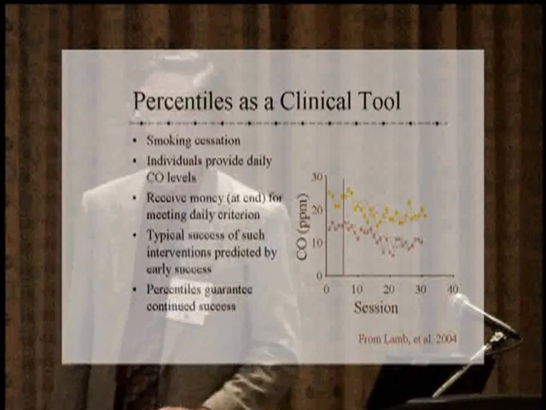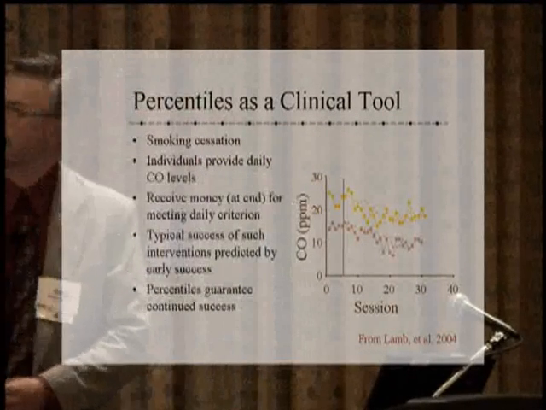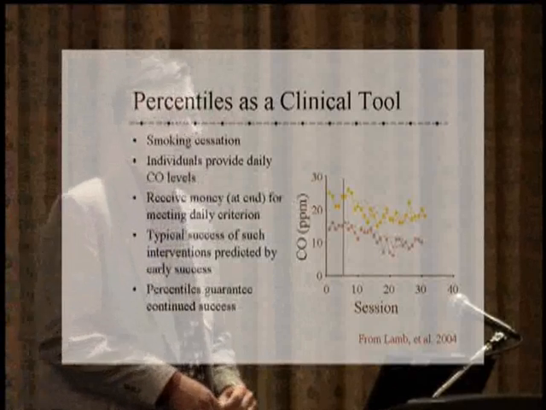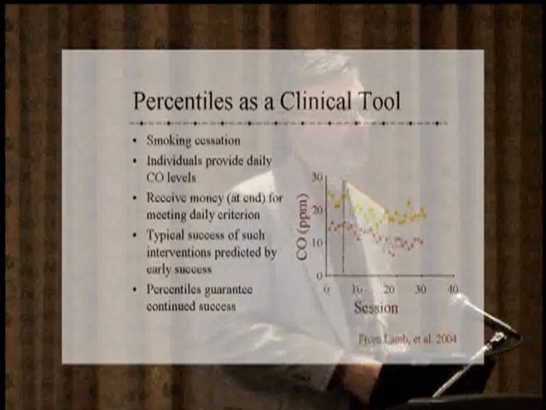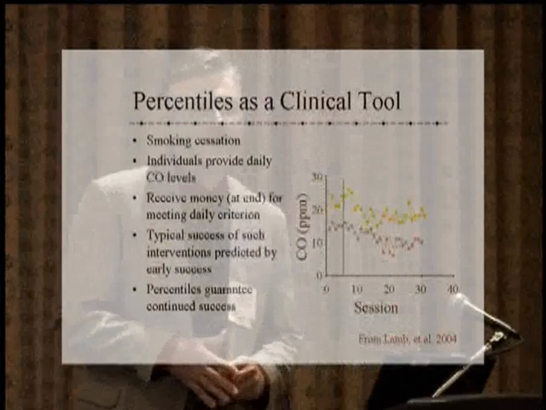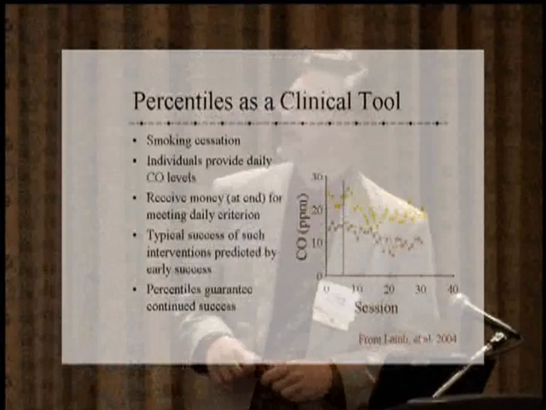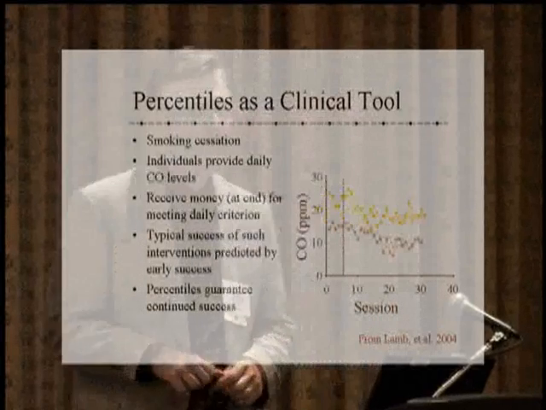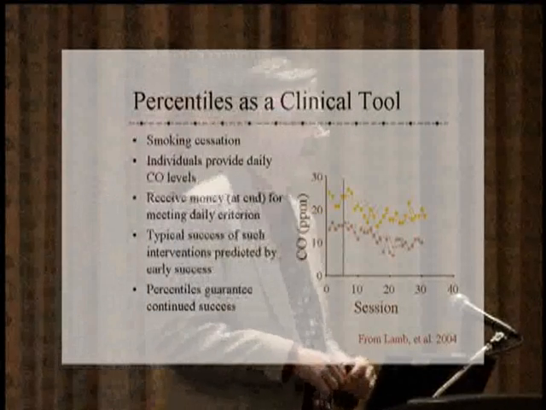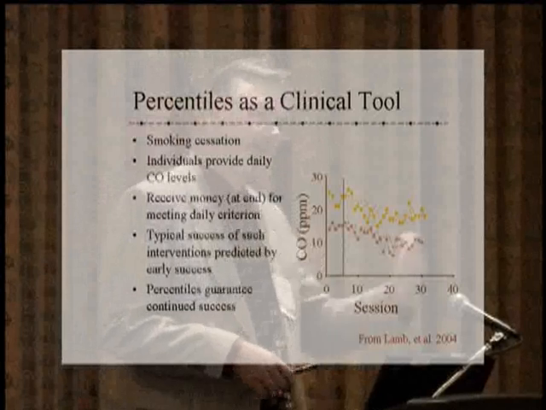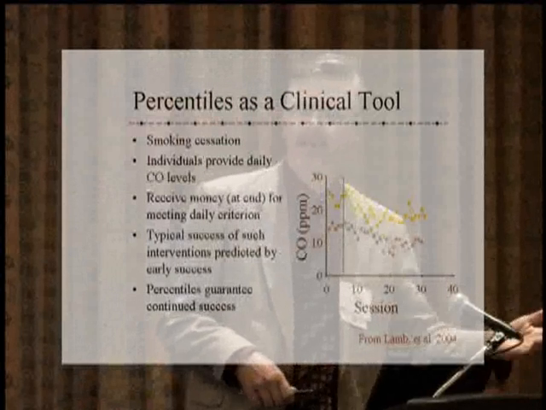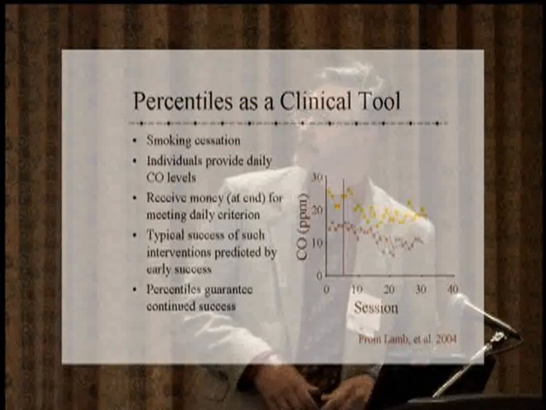Percentiles have also been used with humans as subjects. They've been used as clinical tools. This is a collaboration with Rick Lamb we're doing using percentiles in a smoking cessation program. Individuals come in daily with low CO, carbon monoxide, levels, and if their levels are lower than the percentile requirement that they have, they earn money.